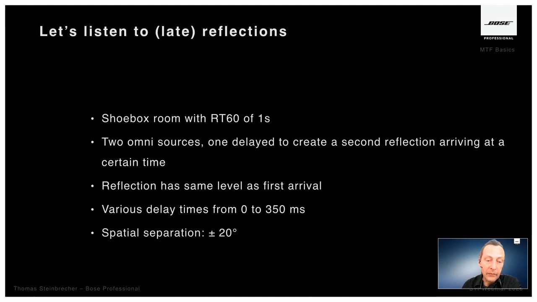and we also have a little bit of spatial separation between the two sources, so roughly 20 degrees to the left and to the right, that you may not really hear when we do the presentation, but you can see if you hear the direct sound more from the one side and the reflection more from the other side. That will certainly make the echo more audible. And we will talk about that in the second part of the presentation as well. So here are a couple of examples.